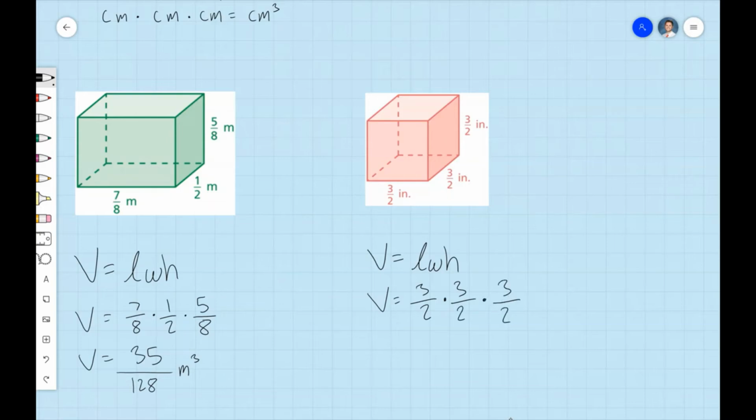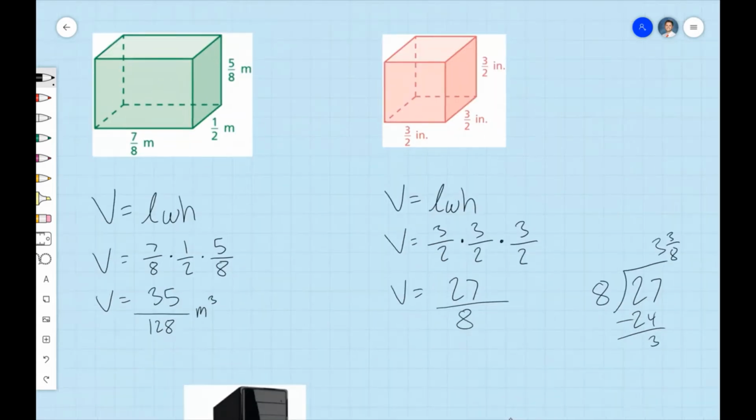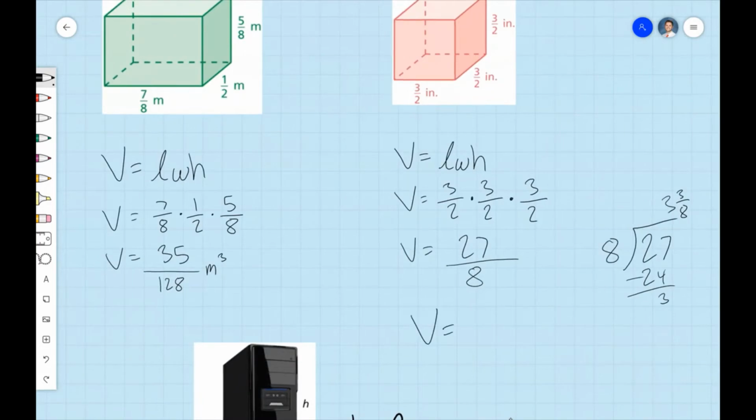And again, multiplying fractions, we can just multiply our numerators and multiply our denominators. So 3 times 3 times 3 would be 9 times 3, which is 27. And 2 times 2 times 2 would be 4 times 2, which is 8. So we'd have 27/8, which we could rewrite as a mixed number, which would be 3 and 3/8. So our volume here is 3 and 3/8 cubic inches.